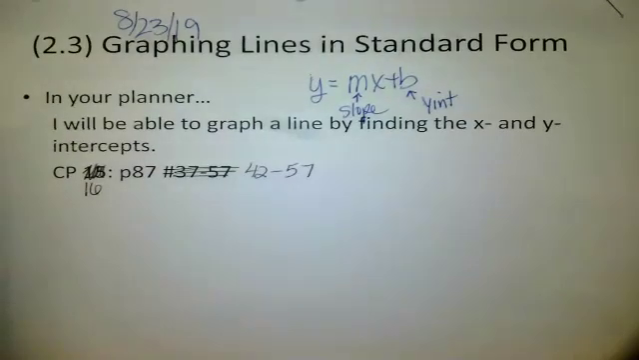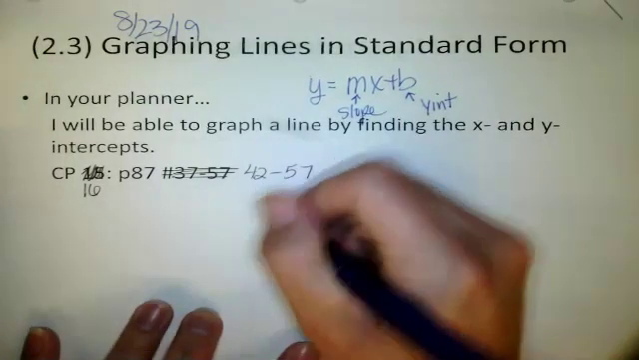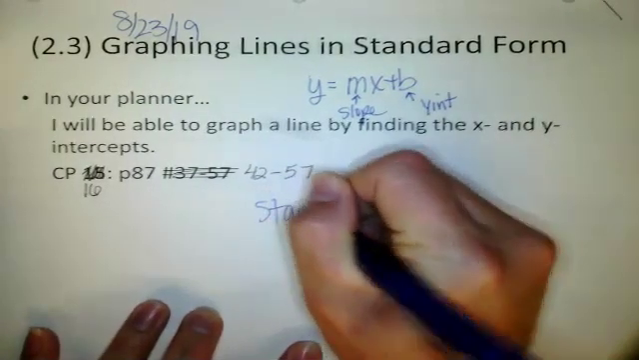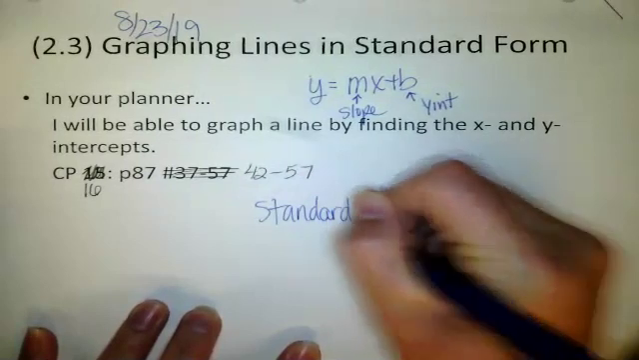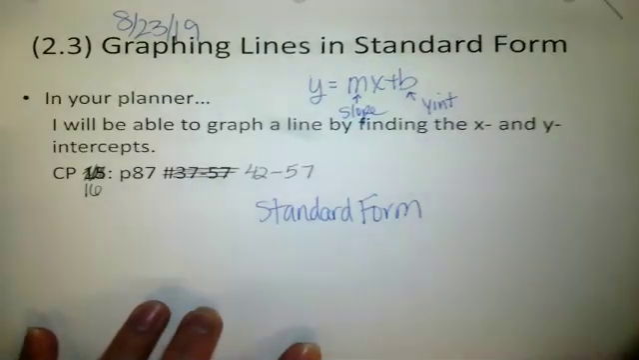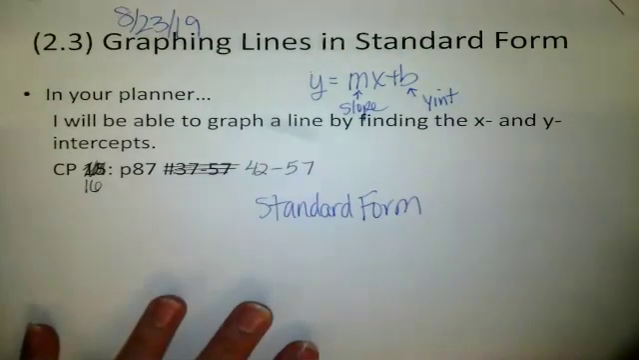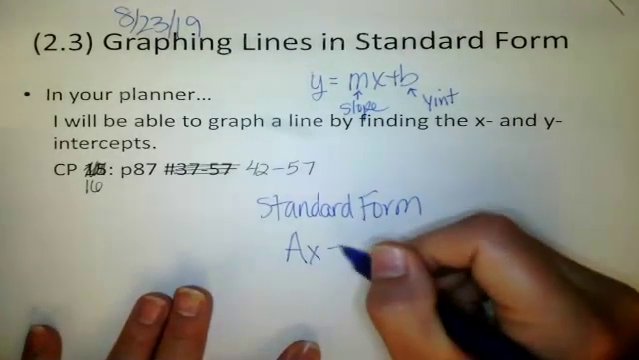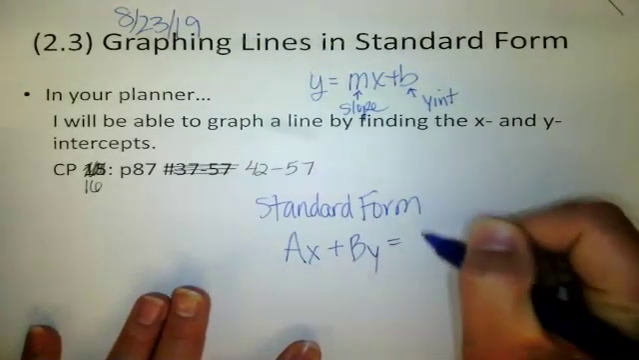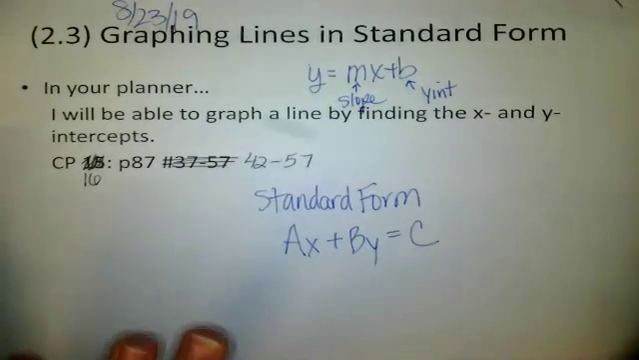Now this is an option. Maybe you really like slope-intercept form, and it's a really good form to use, especially when it's already got the y by itself. But today we're talking about standard form. Standard form, and again, if I'm writing this down, you should be too. Standard form of a linear equation is ax plus by equals c, which is kind of a weird thing.